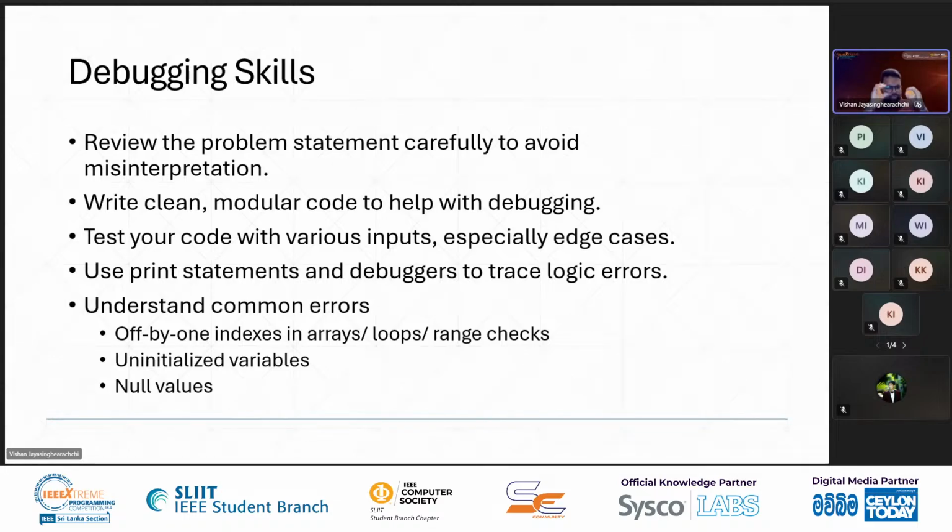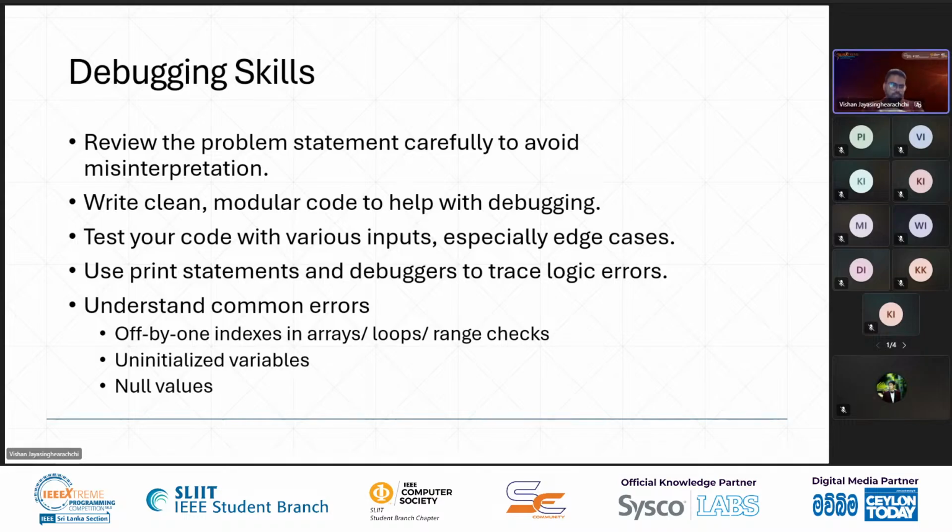One very common error is the off-by-one issue. This happens with indexes in arrays, loops, and checking ranges. For example, if you have an array of length 4, you have indexes starting from 0, 1, 2, 3. So if you check for an index of 4, that is going to result in an error. So see if such things are present, and if you see them, that's something that you need to fix.